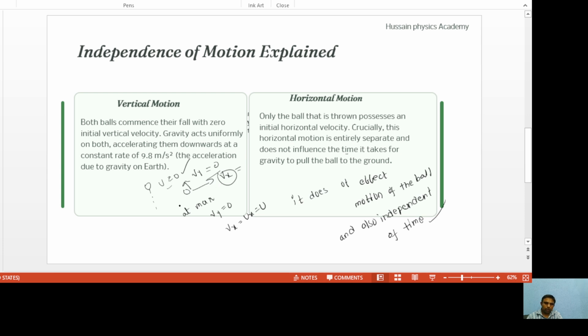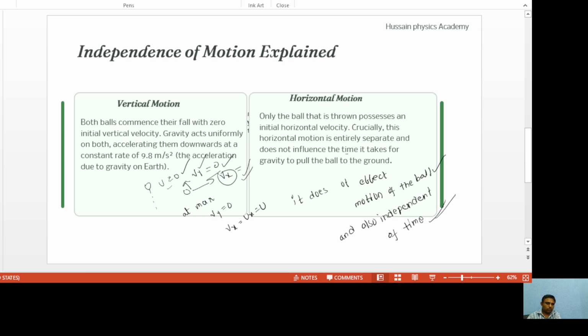At maximum height, the vertical component of velocity always becomes 0, so it consists of only the horizontal component of velocity. When a ball is thrown horizontally from a height, its velocity is split into two components: one is Vy, the vertical component, and the other is Vx, the horizontal component. At maximum height, the vertical component is always 0 for any body, so only the horizontal component remains. But this horizontal component does not affect the vertical motion of the ball and is independent of time.